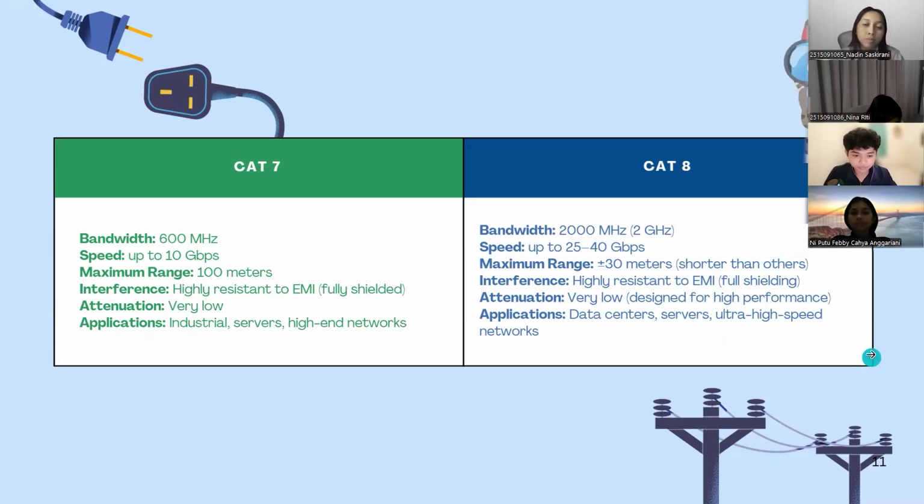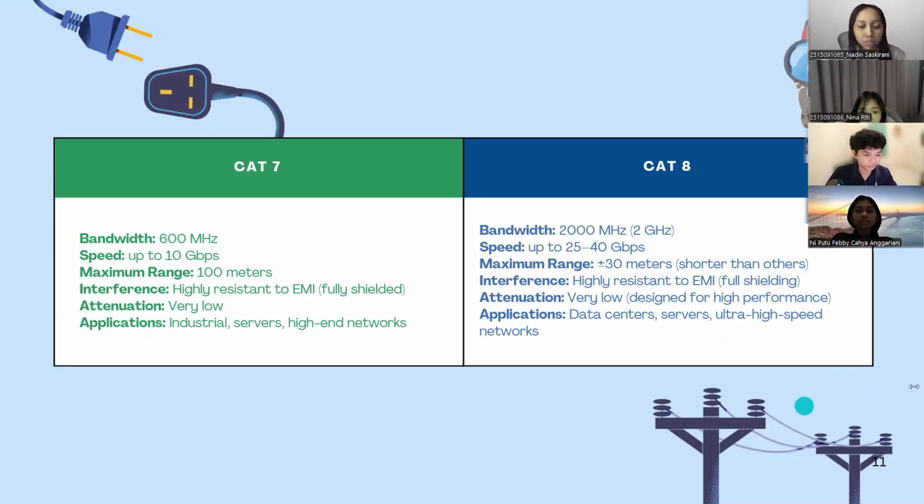Now we have Cat 7 and Cat 8. Let me start with Cat 7 first. Cat 7 has a bandwidth of 600 megahertz and speed up to 10 Gbps. This cable is fully shielded, so the interference is very low. It is used for industrial and high-end networks.